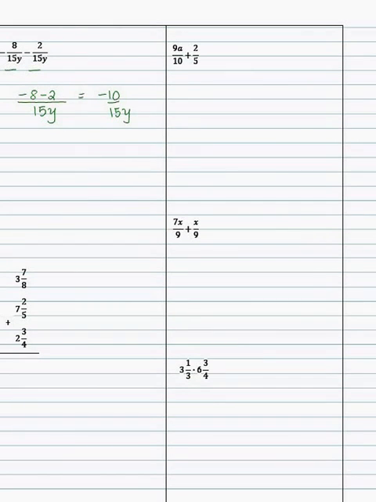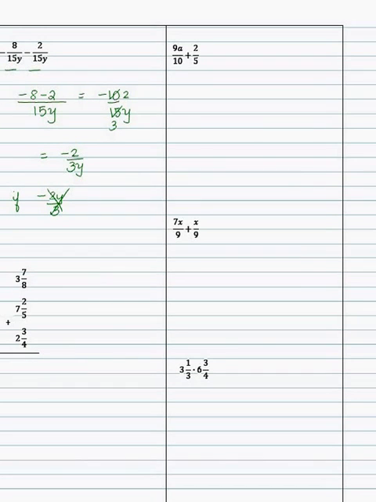And wait a minute, your answer should always be in simplified form. So I'm going to simplify this with a 5. 5 goes in 10 2 times. 5 goes in 15 3 times. So my final answer would be 2 over 3y. Remember, the y has to stay with the 3 because it's in the denominator. If you give me your answer as 2y over 3, that would be totally wrong because the y started in the denominator, so it has to end in the denominator.